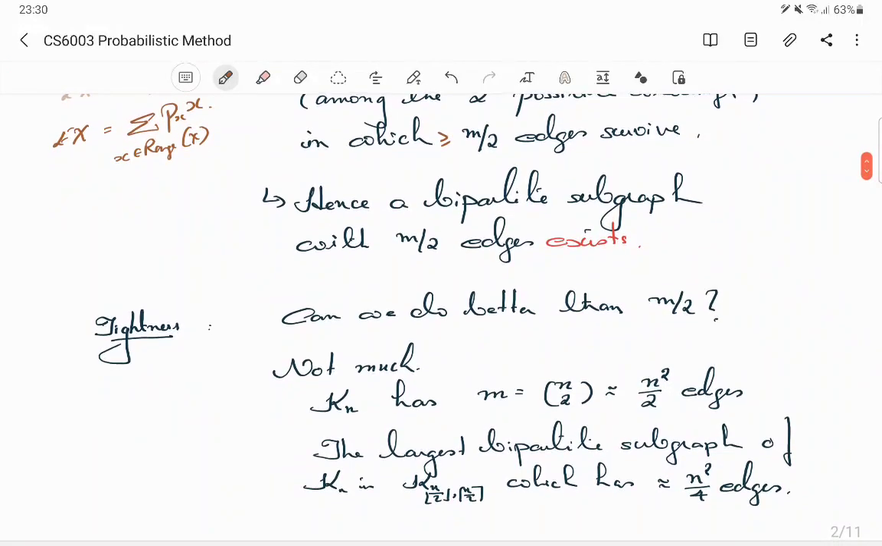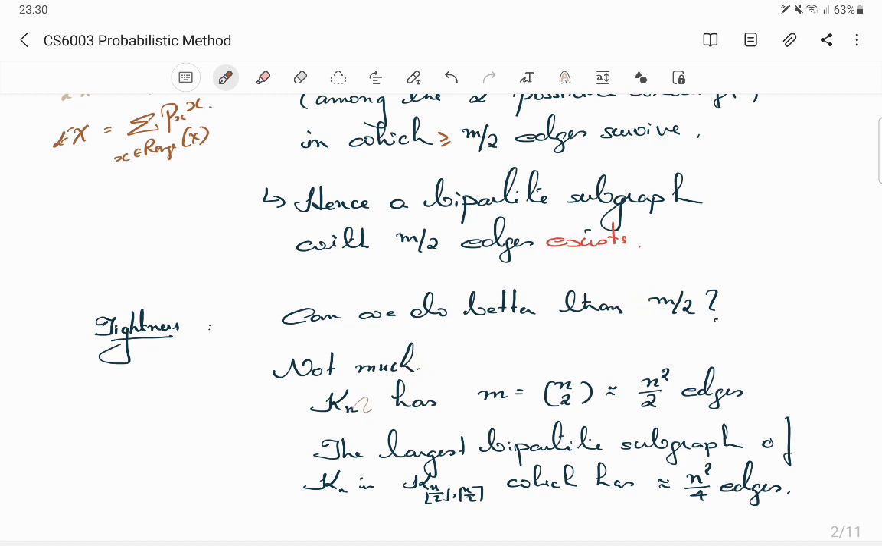Now, since there seems to be a lot of luck involved with this proof, it's natural to ask, is there a better bound? Can we do better than m by 2? Is it guaranteed that every graph on m edges has a bipartite subgraph with significantly larger than m over 2 edges? The answer is no. This is almost tight. Maybe there would be some rounding corrections here and there, but other than that, you can see that this is tight by looking at the complete graphs.